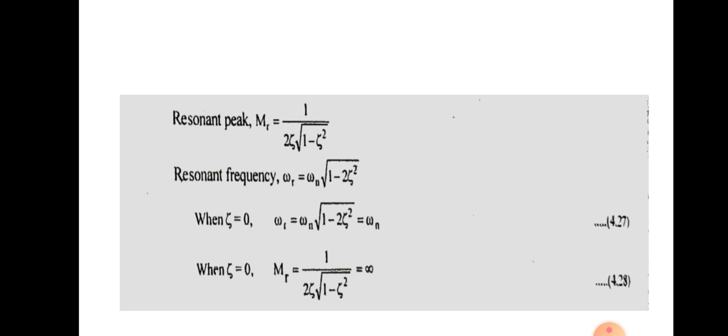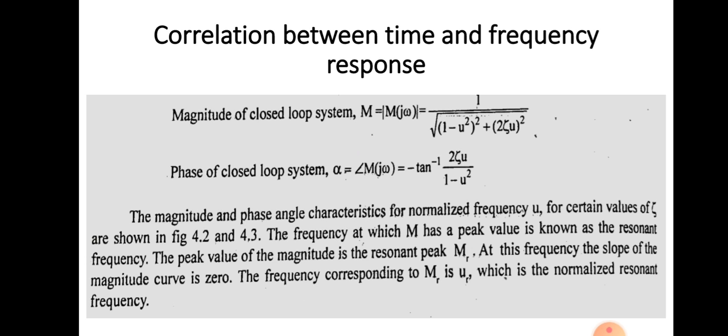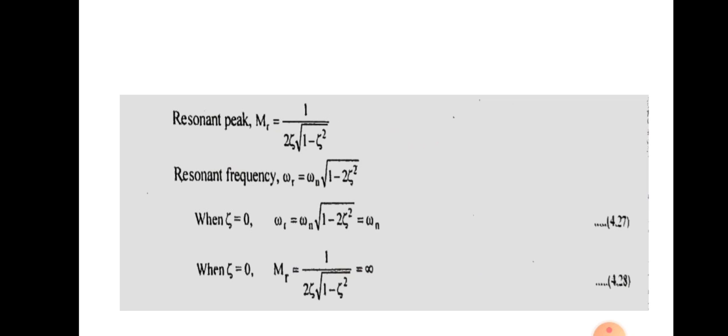And we have another simplified equation that we obtained from the frequency domain specifications, that is the resonant peak MR equal to 1 by 2 epsilon into square root of 1 minus epsilon square. Here we have another equation. The first equation gives the magnitude as a function of u and epsilon. Similarly, the resonant peak will be obtained as a function of epsilon alone.